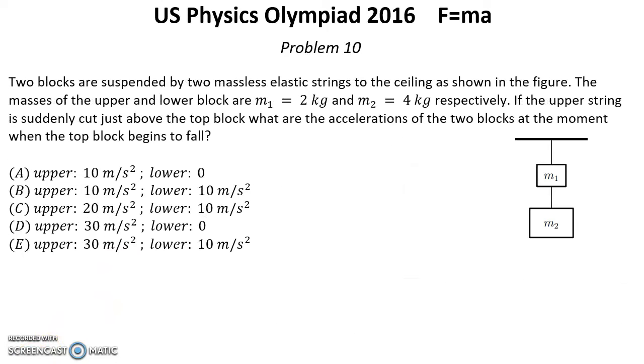Problem number 10. Two blocks are suspended by two massless elastic strings to the ceiling as shown in the figure. The masses of the upper and lower block are m1 equal 2 kg and m2 equal 4 kg respectively. If the upper string is suddenly cut just above the top block, what are the accelerations of the two blocks at the moment when the top block begins to fall?